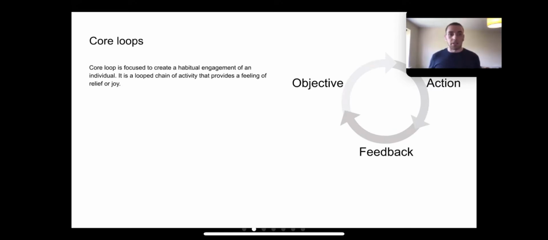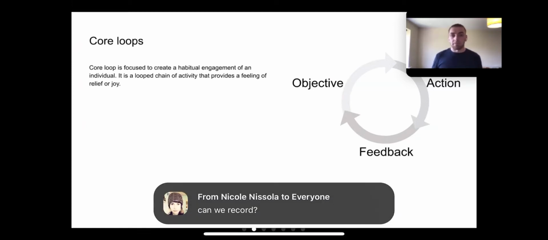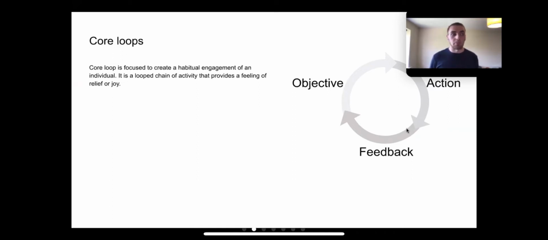In this case, there are different types of motivation models, and there are core loops. Basically, core loops are oriented to make the player more engaged and build a habitual behavior, something that is usual for a player, and something that he does automatically.